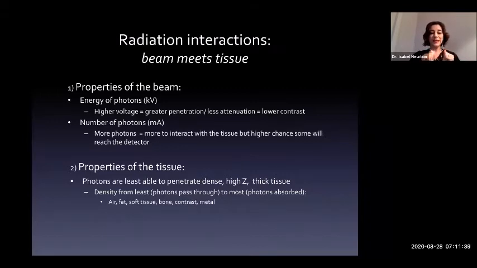Density from least to most is very important to remember. If you're going through the lungs, which are mostly air, most of these photons are going to fly through. If you're going through metal, which is very, very high Z, the photons are going to get caught up and not get to the detector.